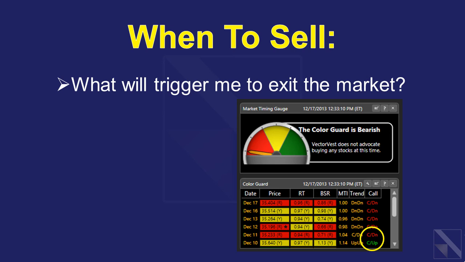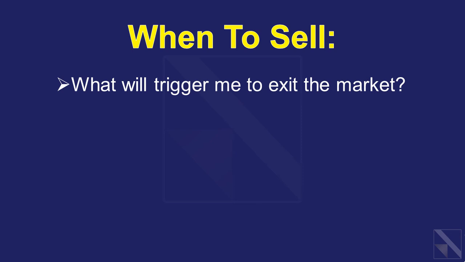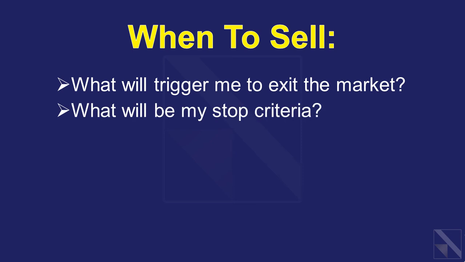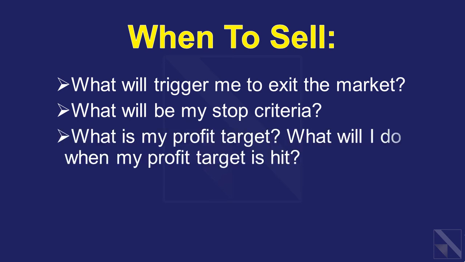All right, the other thing that you should write down in your plan for when to sell is what will be your stop criteria. For example, you could keep it very simple and just say you will use the VectorVest sell recommendation. In other words, if your stock's price falls below our stop price, you would sell. If you choose to buy Midas Touch stocks, you may choose to use the 5-day moving average of relative timing crossing below the 40-day moving average of relative timing. Another great question is to decide upon a profit target.